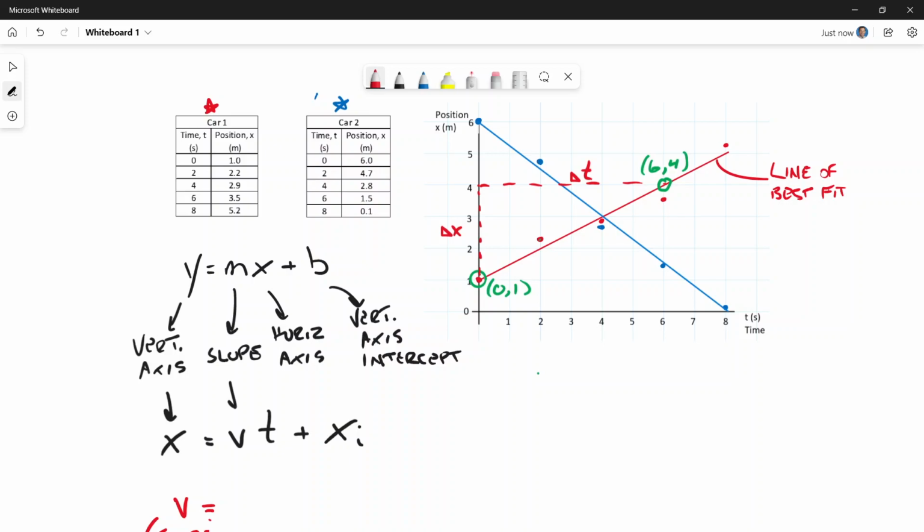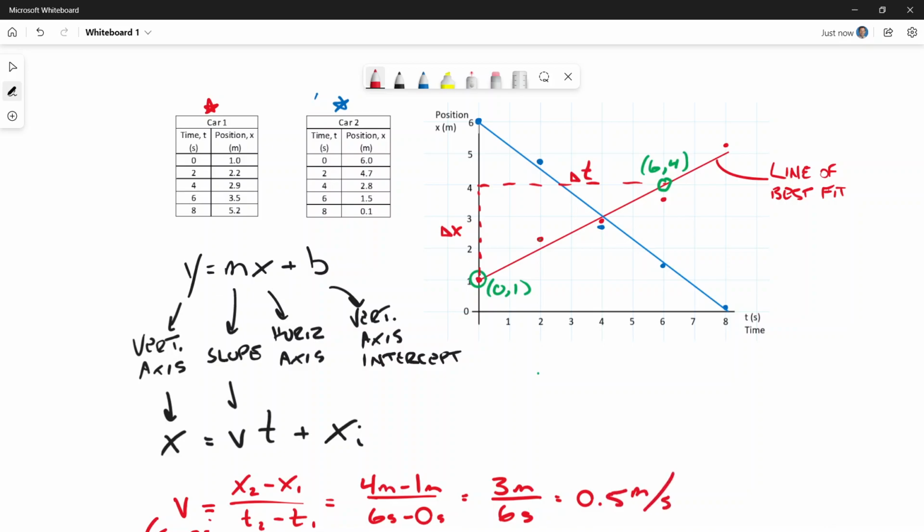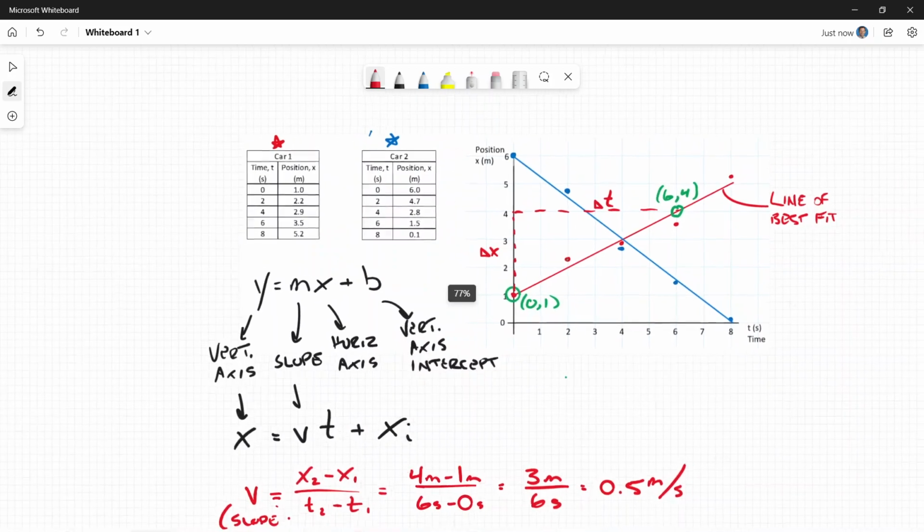And it looks like my position goes from 1 to 4, right? This is my second position minus my first position over my second time minus my first time, right? And again, I go from a position of 1 to 4. So my second position is 4 meters minus 1 meter. And my time, I go from 0 all the way to 6. So 6 seconds minus 0 seconds. So I end up with 3 meters in 6 seconds. And I can simplify that to be 0.5 meters per second. And that is the velocity of the red line.